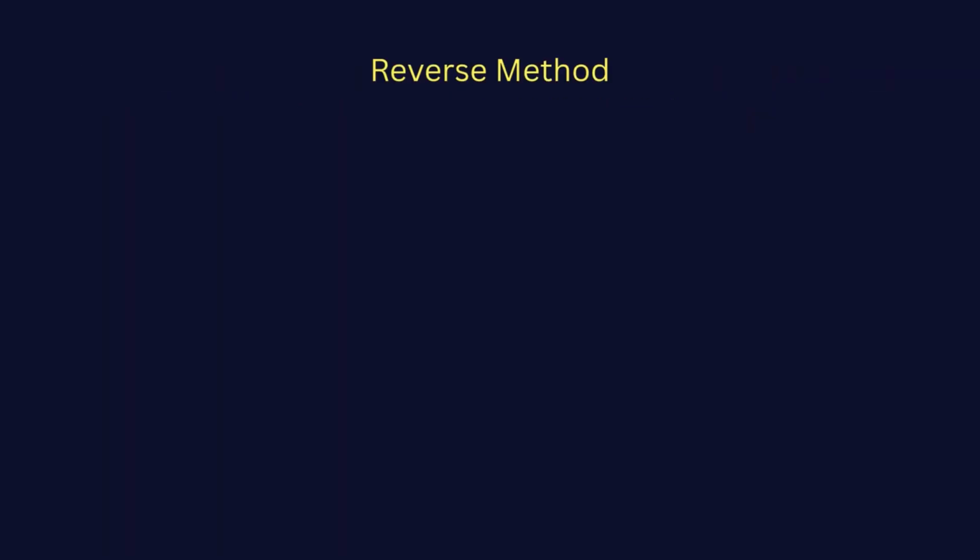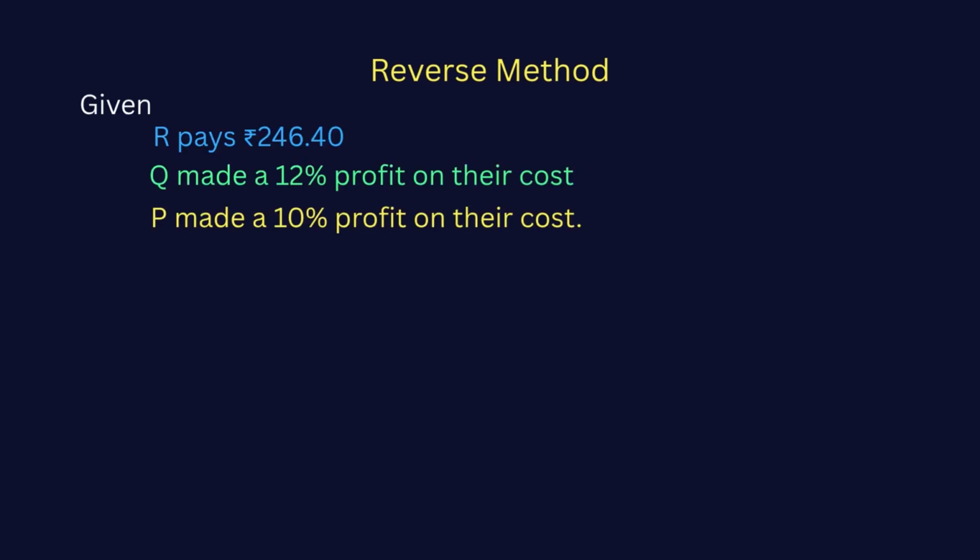For this question, I'll be using the reverse profit method, which means we will work our way backward from R all the way to P to find P's original cost price. What that means is the amount P actually paid before making any profit, so before he made 10% profit. Let's break this question down step by step.